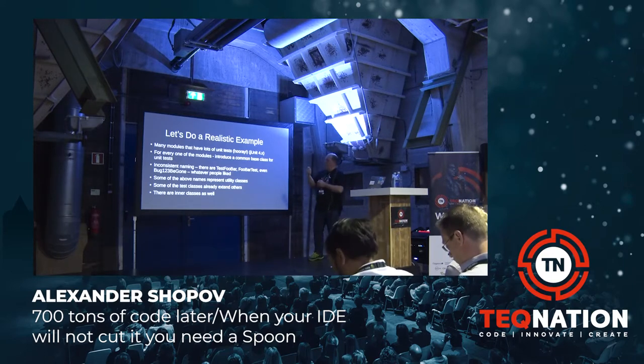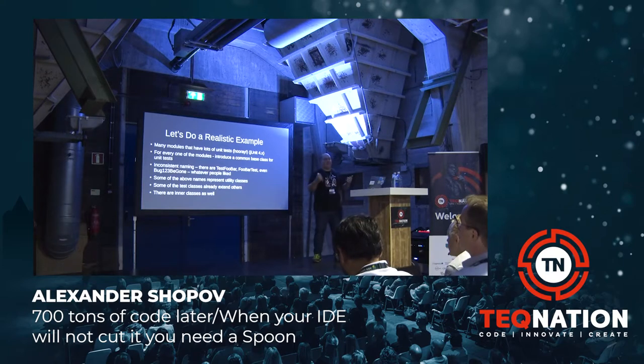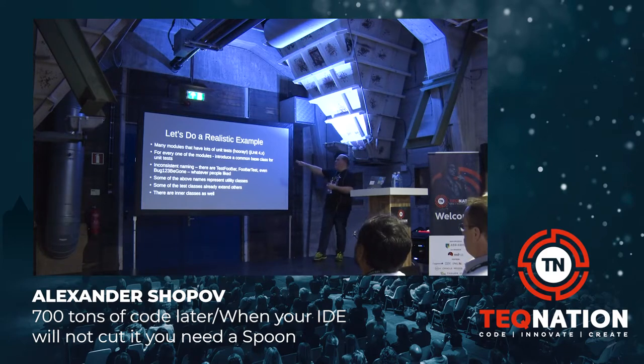So on entering the monorepo, you need all of your unit tests to extend a basic class that comes from that monorepo. It's a very easy thing to do when you have one module, but it's time-consuming and exhausting when you're at a scale of hundreds. So for every one of the modules, you introduce a common base class.